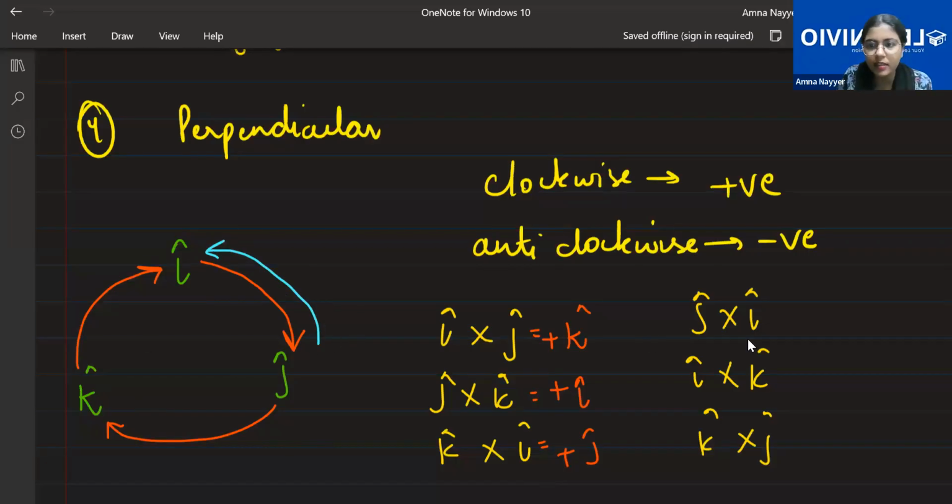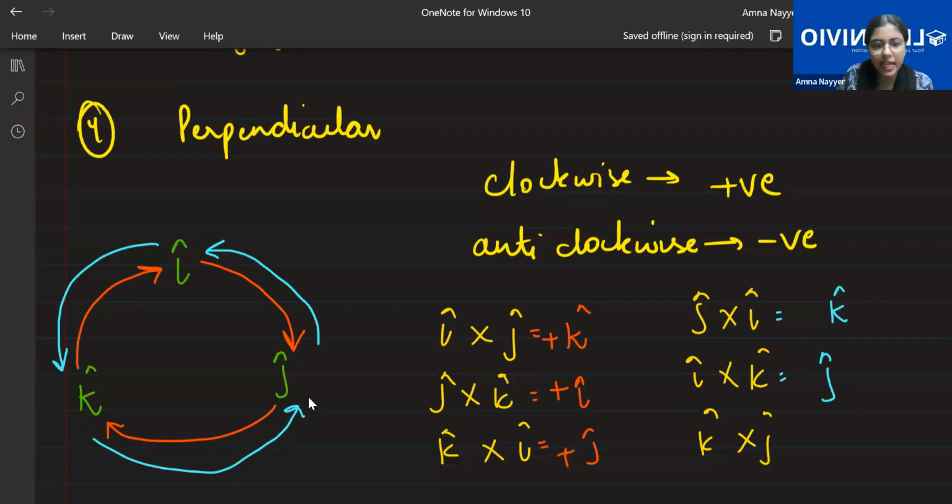What is the third one? K cap. I cross K cap. What's the third one? J cap. K cap cross J cap will give you what's the third one? I cap. But we moved anti-clockwise, so it will be negative. So J cross I gives you minus K cap, and I cap cross J cap gives you plus K cap.